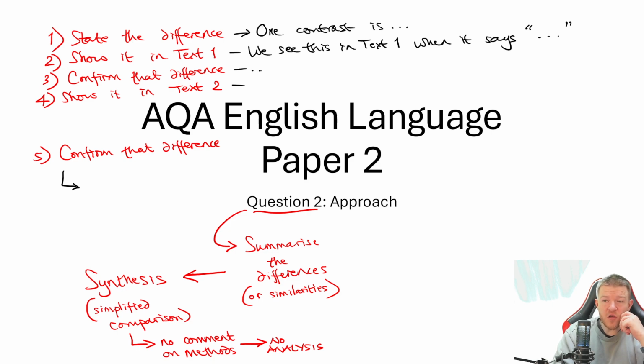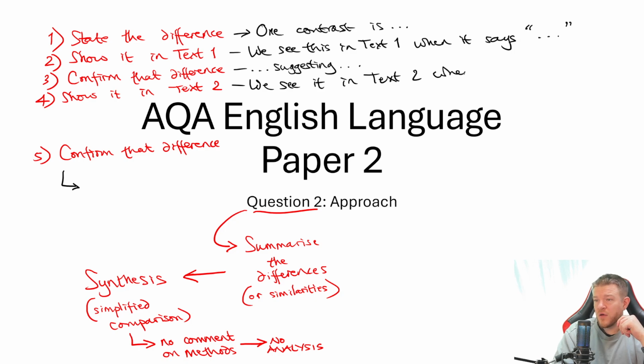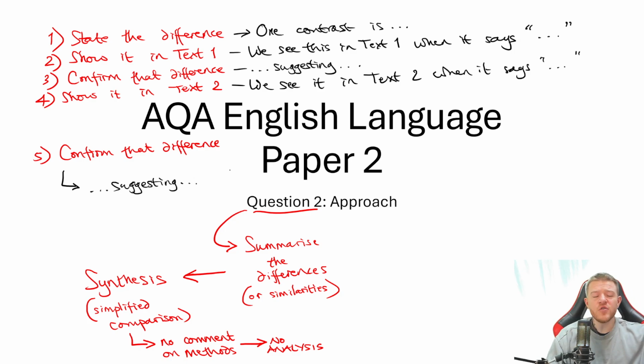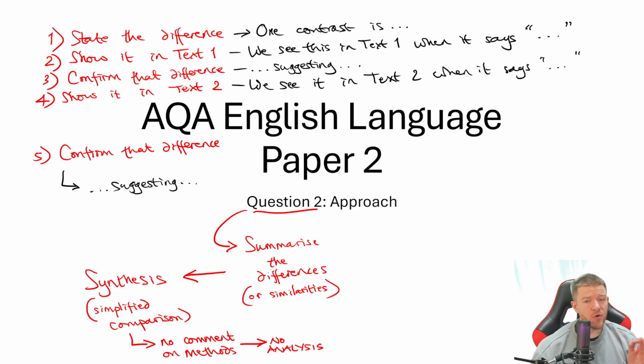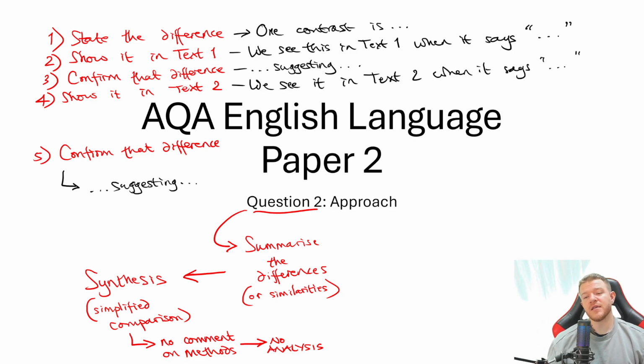Confirm that difference. This is where you're just going to put a little comment saying, suggesting, and relate it to what your contrast is. Then show it in text 2: we see it in text 2 when it says, exactly the same. And then again, confirming that difference, suggesting, and then you're just going to confirm that difference once more. Now, my guys, you can do that in one sentence for each of your points. I'd recommend doing 3 or 4 of those differences, but it's really, really simple.